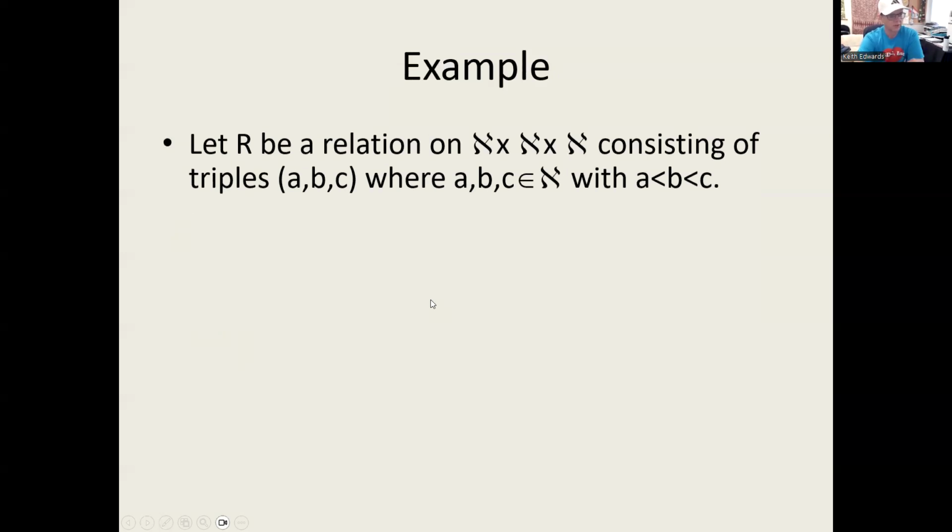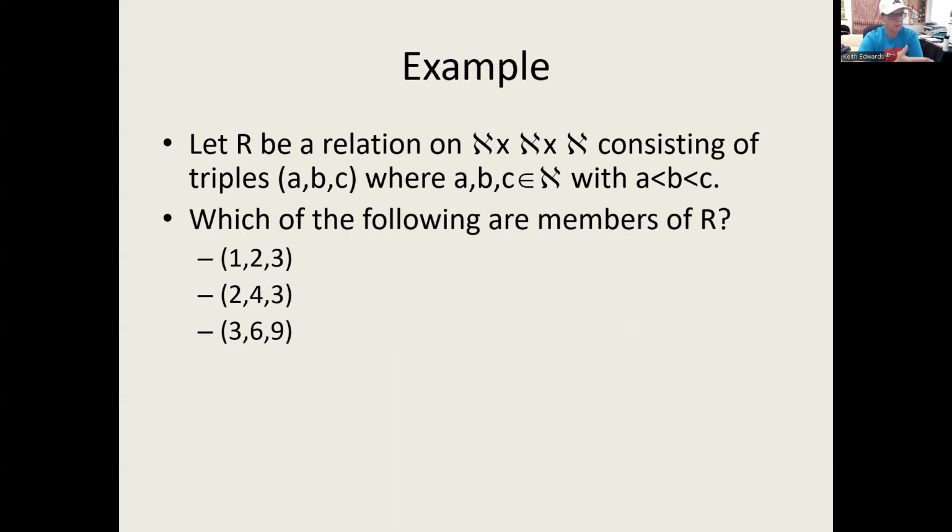So let R be a relation on the set of the natural numbers crossed with the natural numbers crossed with the natural numbers. And I apologize, PowerPoint doesn't have a nice way of representing that set, but these are N's, or you can use your imagination that they're N's, consisting of the triples A, B, and C, where A, B, and C are members of the natural numbers with A less than B less than C. So which of the following are members of R? 1, 2, 3? Yeah. One is definitely less than two, which is definitely less than three.